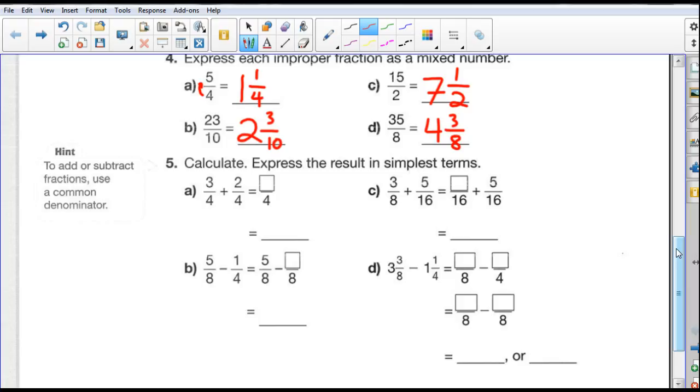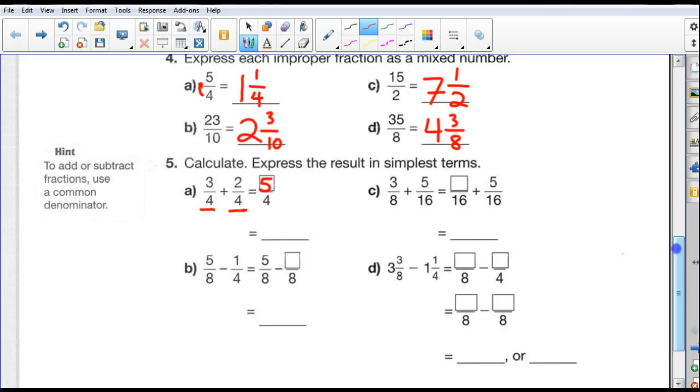Number 5, calculate. It says express the result in simplest terms. Well, we're going to add 3/4 plus 2/4. What's nice about adding 2 fractions together that have the same denominator is that when I want to find the solution, I just put my answer over the same denominator and I just add the 2 top numbers. So because they both have a denominator of 4, I just have to add the 2 top numbers together, and 3 plus 2 is 5. So 3/4 plus 2/4 is just 5/4.